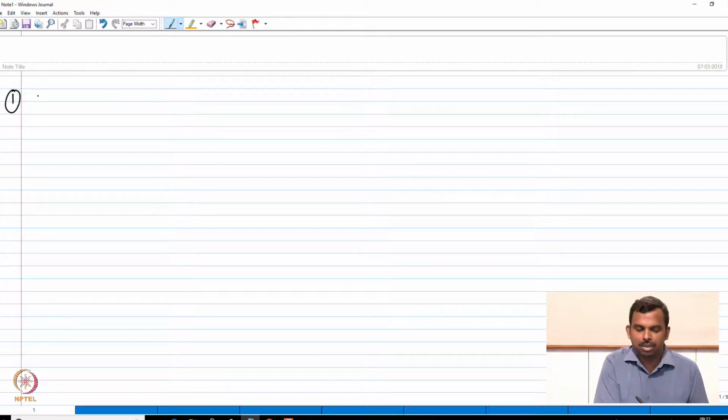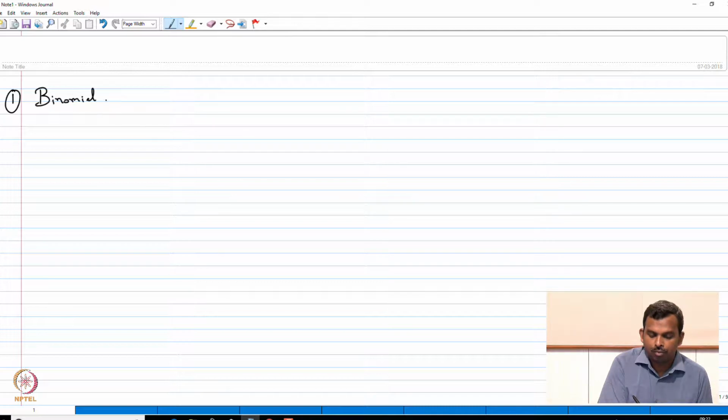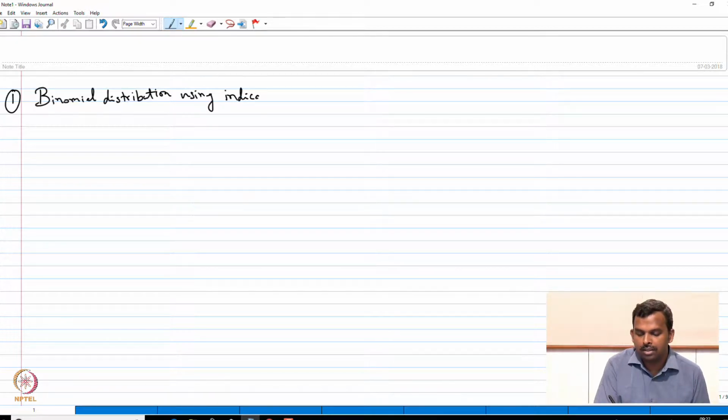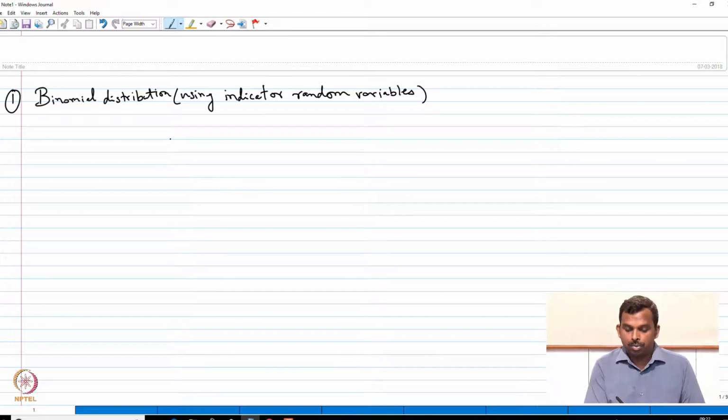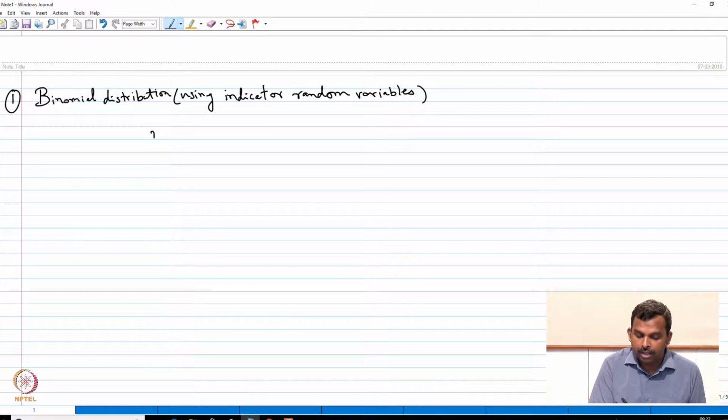So the first example we look at is actually a very simple example. Let's say it's actually the binomial distribution, using indicator random variables. You see it's a very simple idea. Basically what I'll do is I will do n Bernoulli trials.